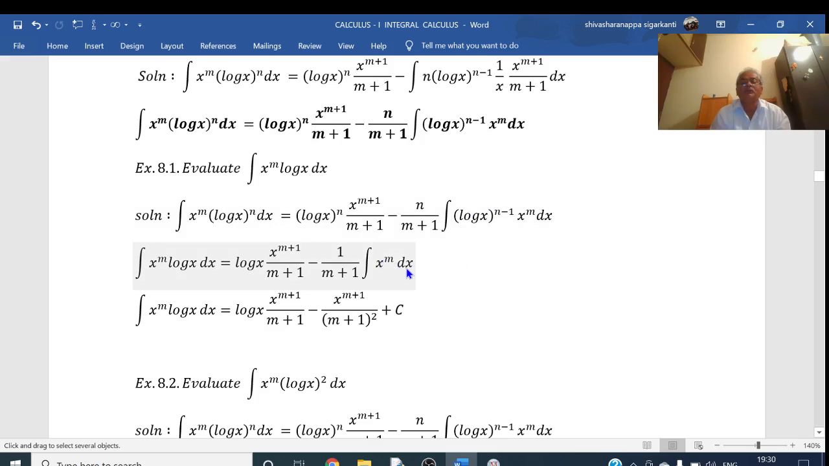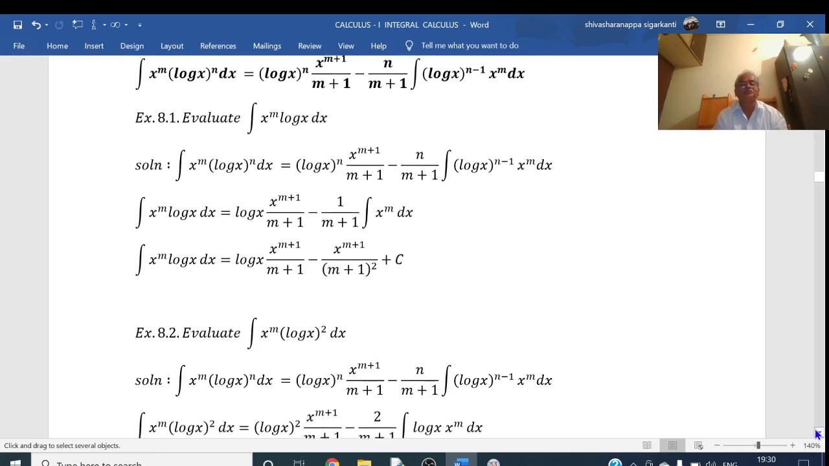x power of m dx. And we know the integration of this. That is log x into x power of m plus 1 by m plus 1, minus the integration of x raised to m, which is x raised to m plus 1 divided by m plus 1. Already one m plus 1 is here. This becomes m plus 1 square, plus the constant of integration c.